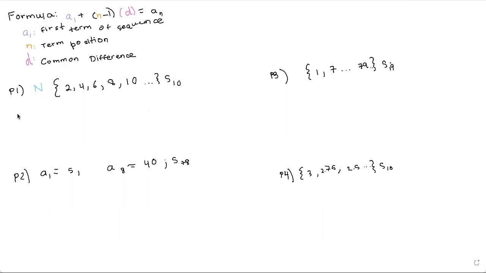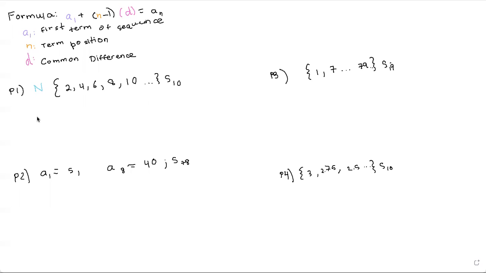Hi everyone, in this video you're going to learn how to use and manipulate the formula for an arithmetic sequence. The formula that we derived in the last video finds the next term in an arithmetic sequence. It is a1 plus n minus 1 times d, which is equal to an, where a1 is the first term of the sequence, n is the term position of the term you want to find, and d is the common difference, or the value you add to every term to get to the next term.